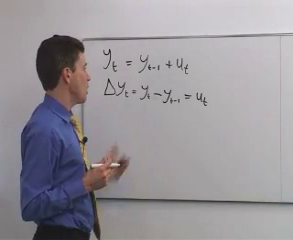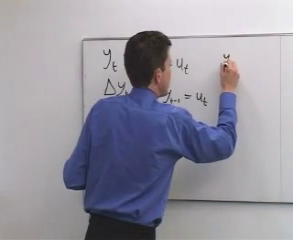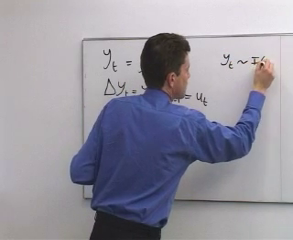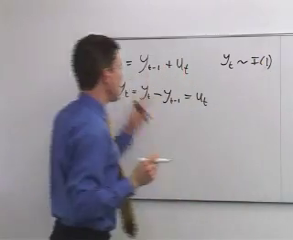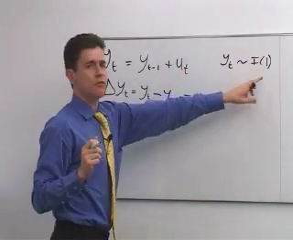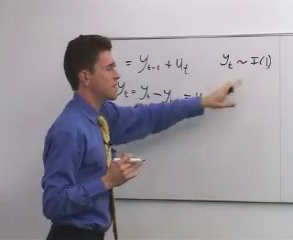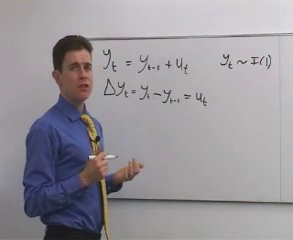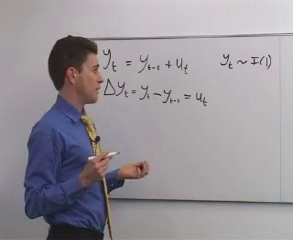We can now define a new piece of notation where we would say that our original series yt was integrated of order 1. So we would write yt is integrated of order 1. What does that mean? That means that our original series yt contains one unit root and requires application of the first difference operator once to induce a stationary series.